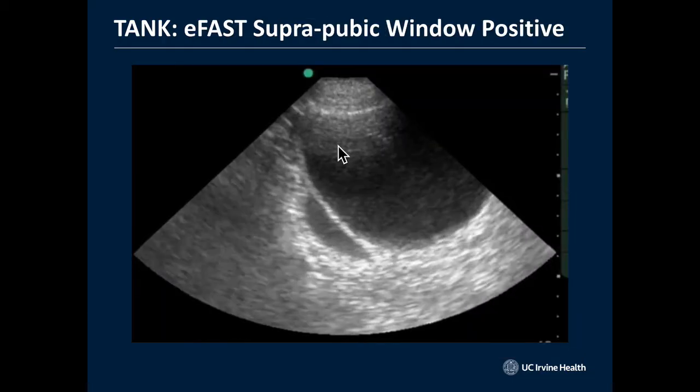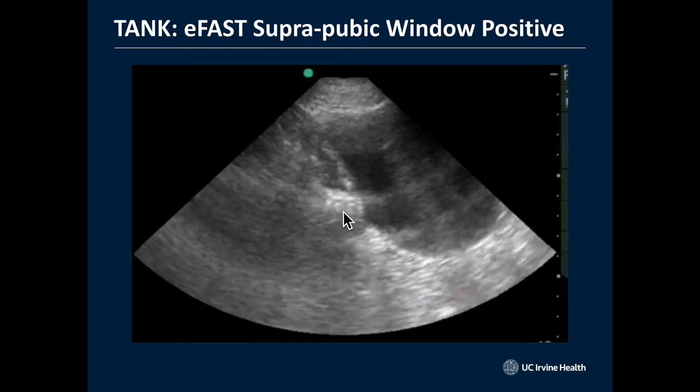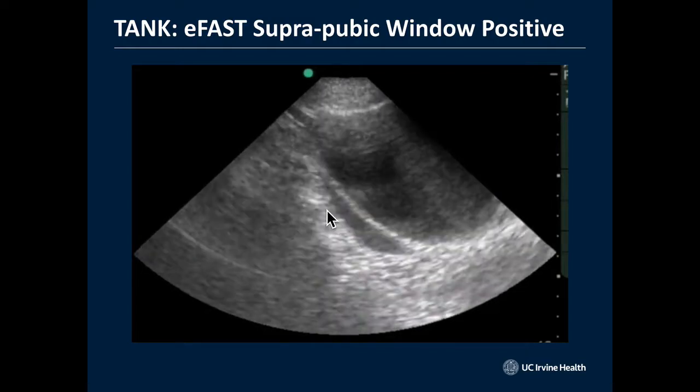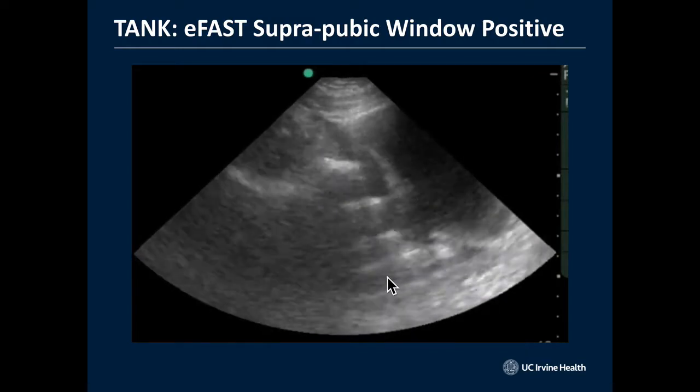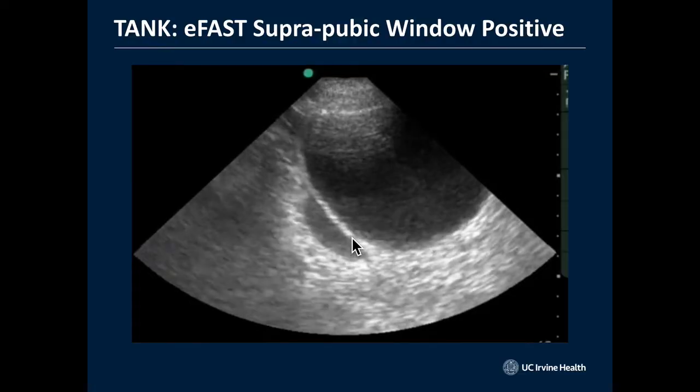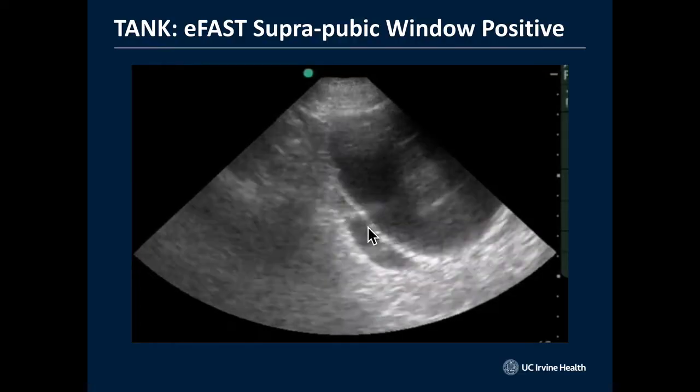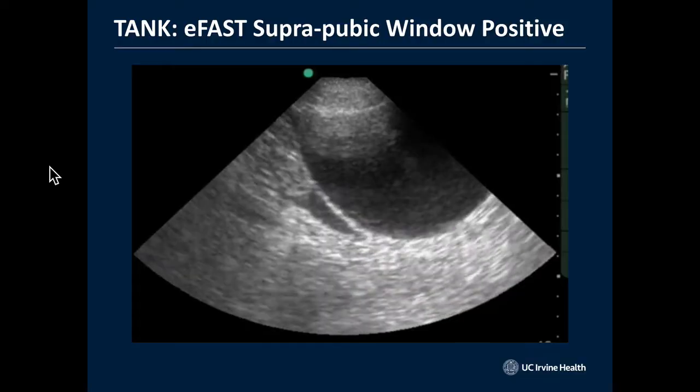However, on this patient, who fell off a ladder, he's on Coumadin. You could definitely see some free fluid here adjacent to his bladder in that little sharp angle. That's what we're looking for, sharp angles and wedges. It's normal to see fluid in the bladder, obviously, and this is adjacent to the bladder. It helps to have a full bladder to make that call.